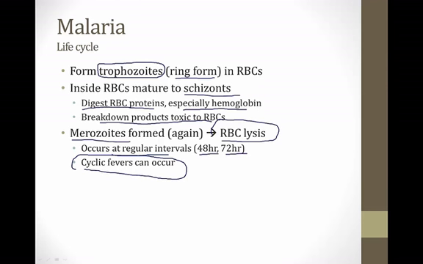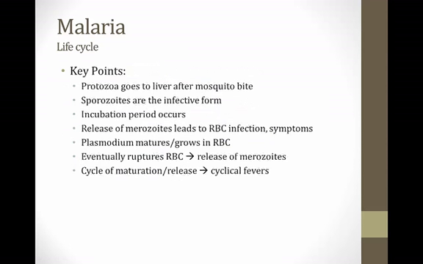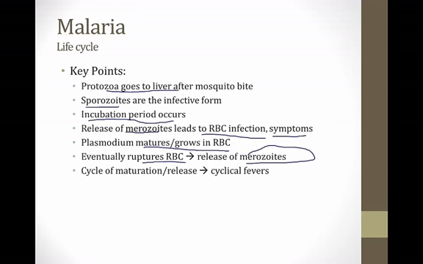So here are some of the key points to remember. The protozoa goes to the liver right after the mosquito bite, and the sporozoites are the infective form that's transmitted from the mosquito to the bloodstream. There's an incubation period of about a month where people are asymptomatic. Eventually, merozoites are released from the liver and they infect the red blood cells, and this is what leads to symptoms. Plasmodium matures and grows inside the red blood cells, and eventually those cells rupture and release merozoites again, and this cycle of maturation and release is what leads to the cyclical fevers.